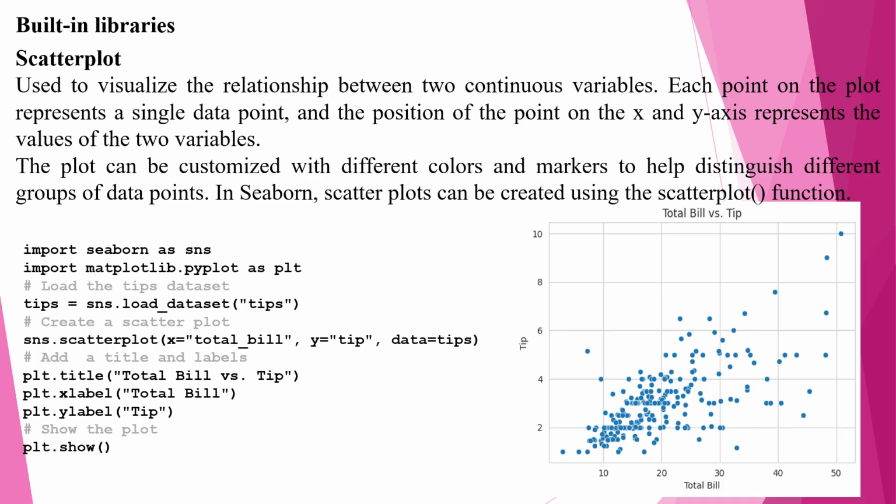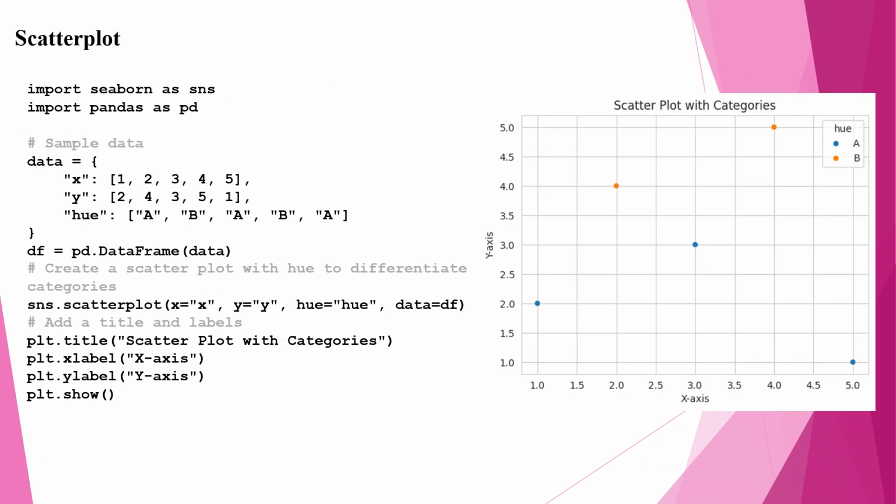In Seaborn, scatter plots are created using the scatterplot function, which provides a simple and effective way to generate visually appealing scatter plots. This code demonstrates how to create a scatter plot using Seaborn with category-based coloring. First, sample data is defined and converted into a pandas data frame. The scatterplot function from Seaborn is then used to plot the data, where x and y represent the variables to be displayed on the axis.